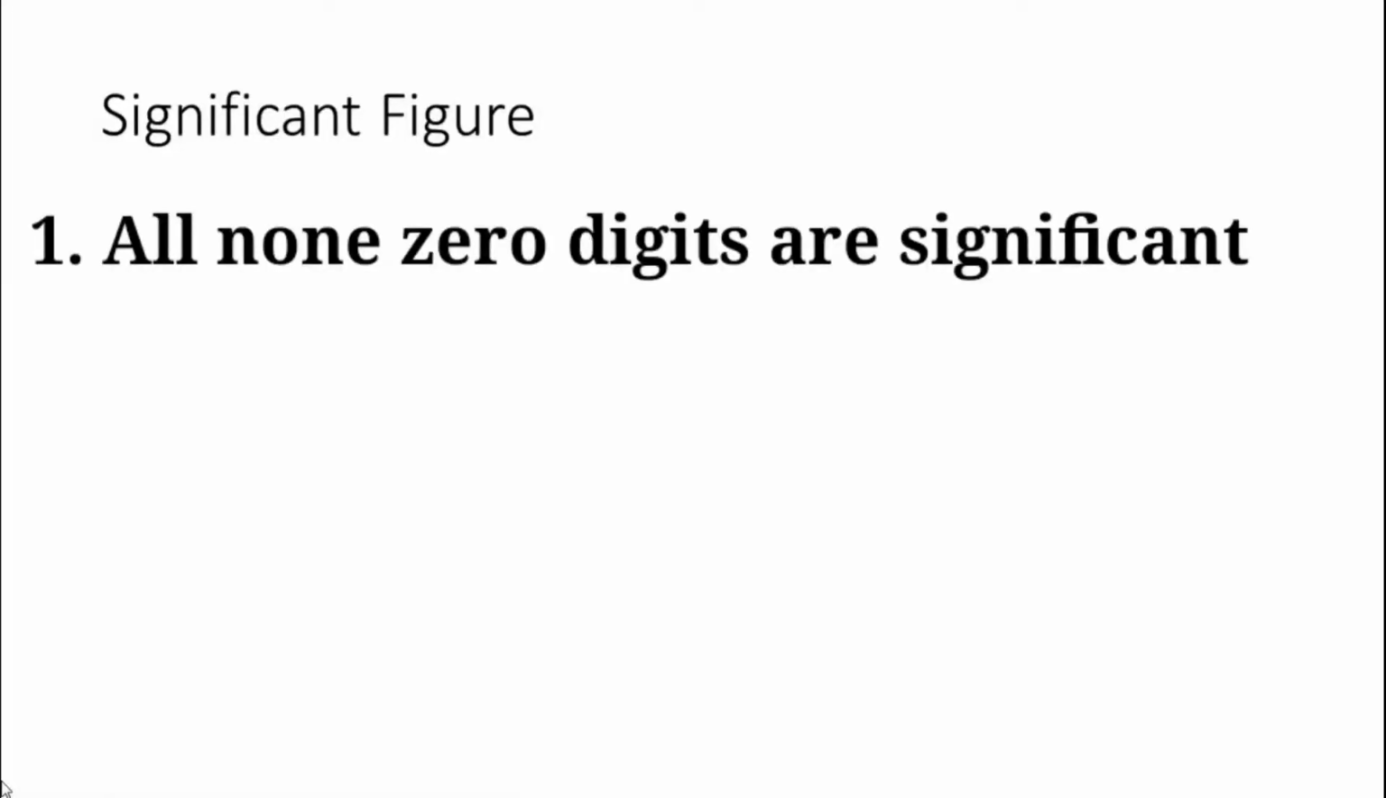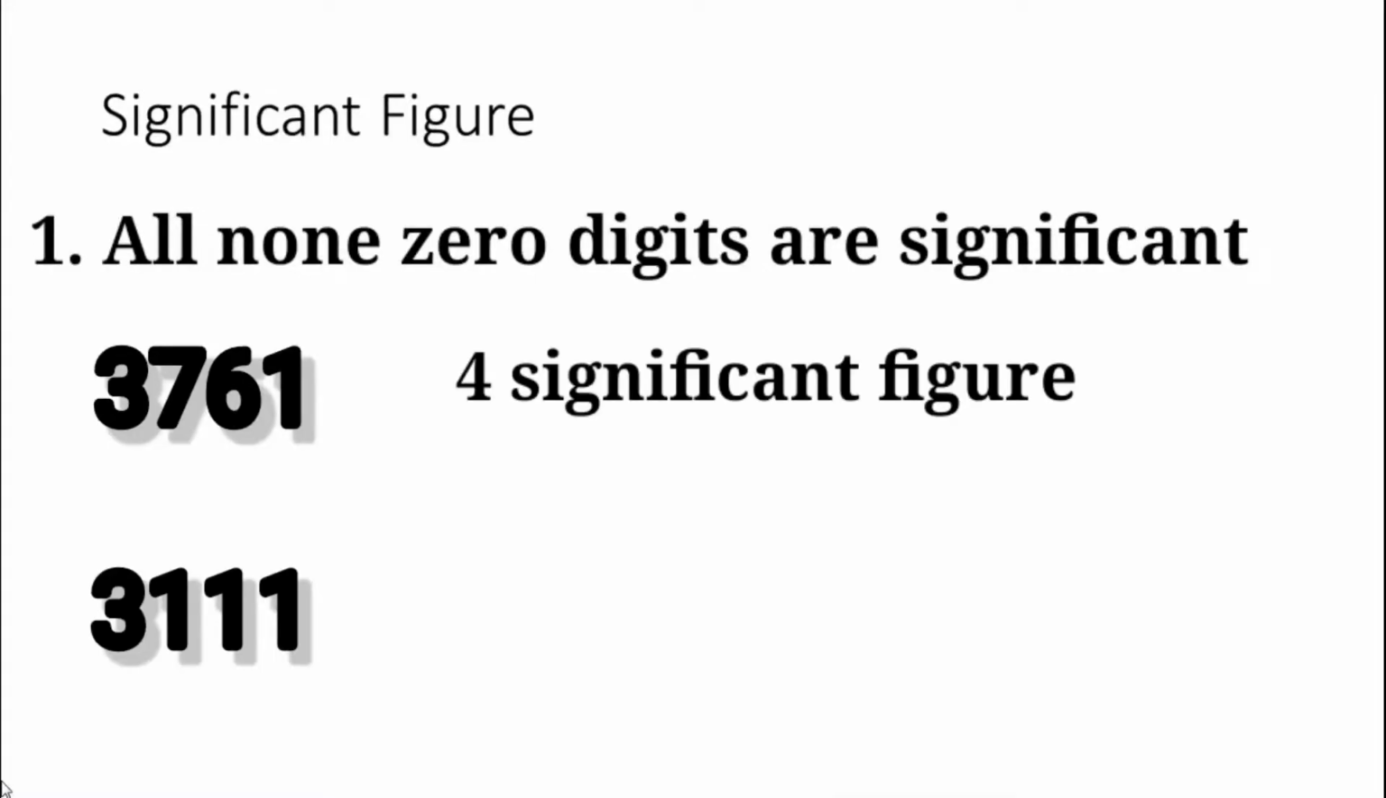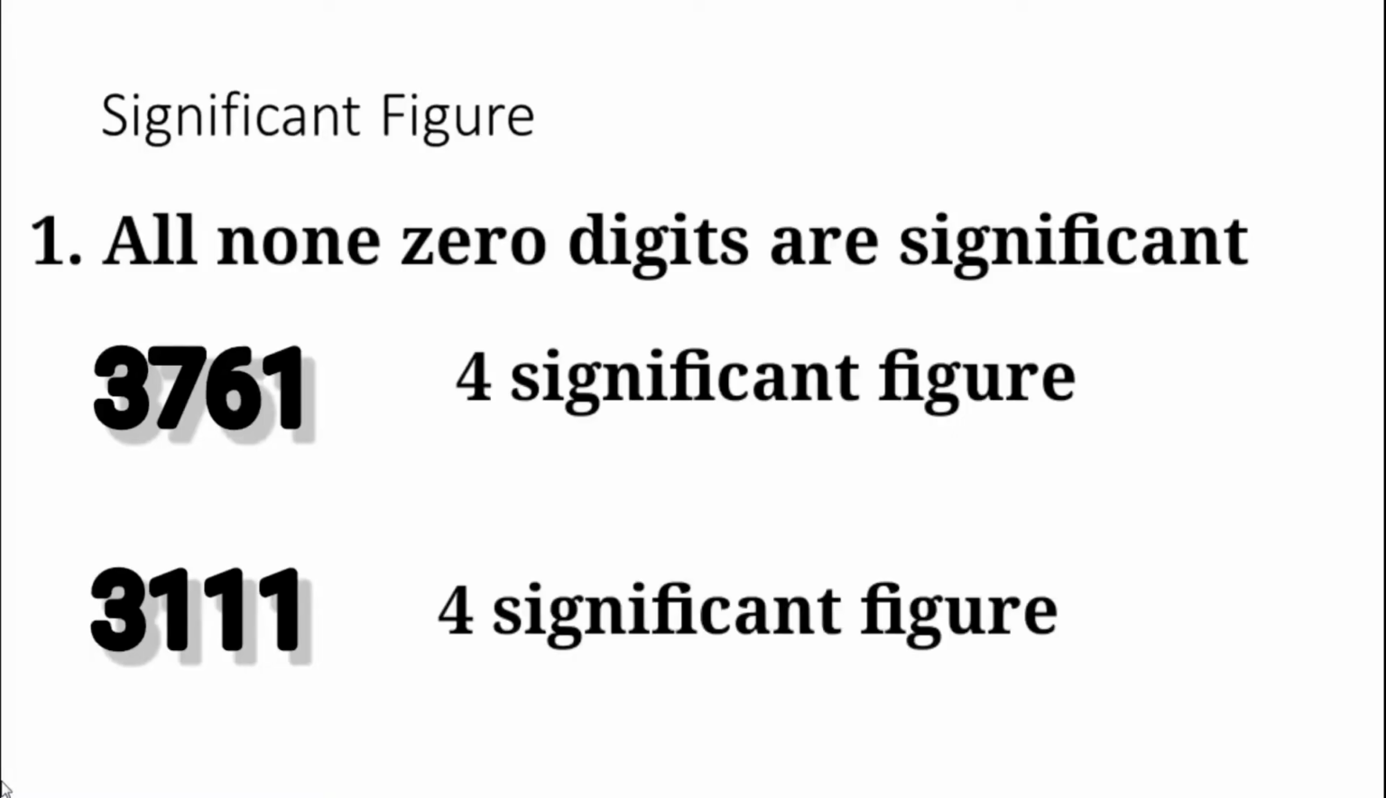Significant figure. The first rule to identify the number of significant figure is that all non-zero digits are significant. 3761 has 4 significant figure. 3111 has 4 significant figure because all the numbers are non-zero.